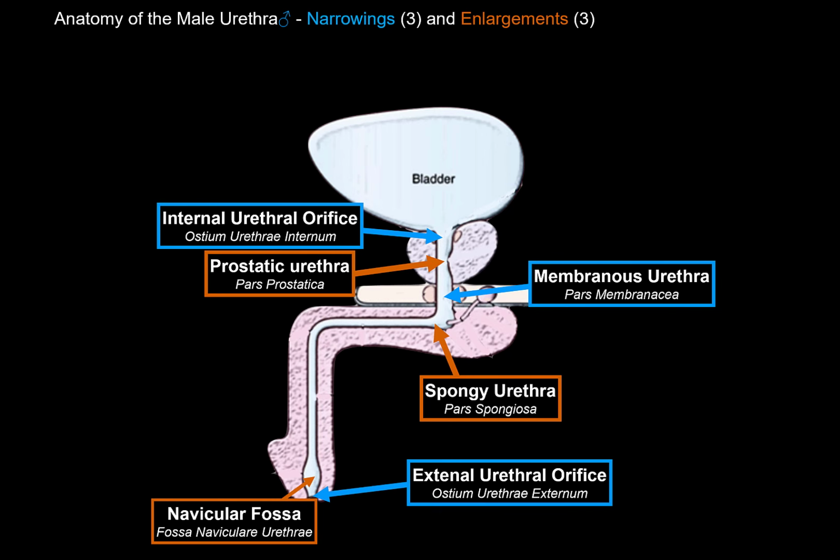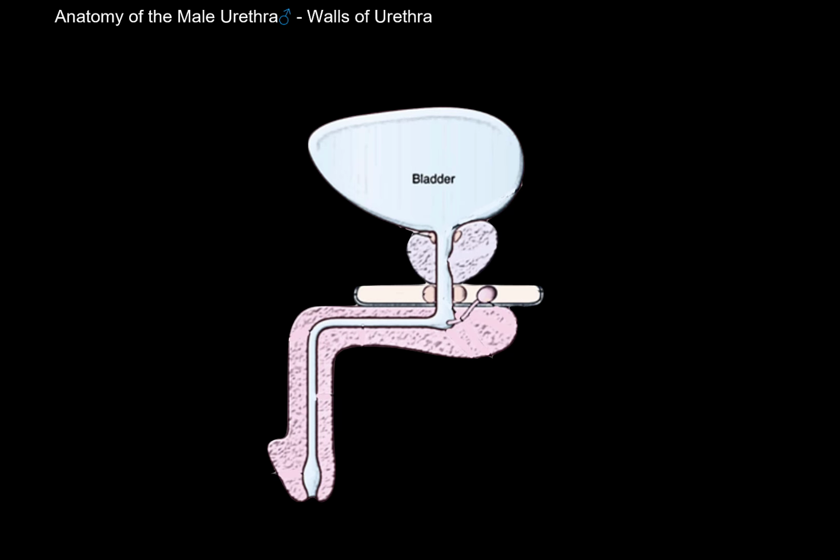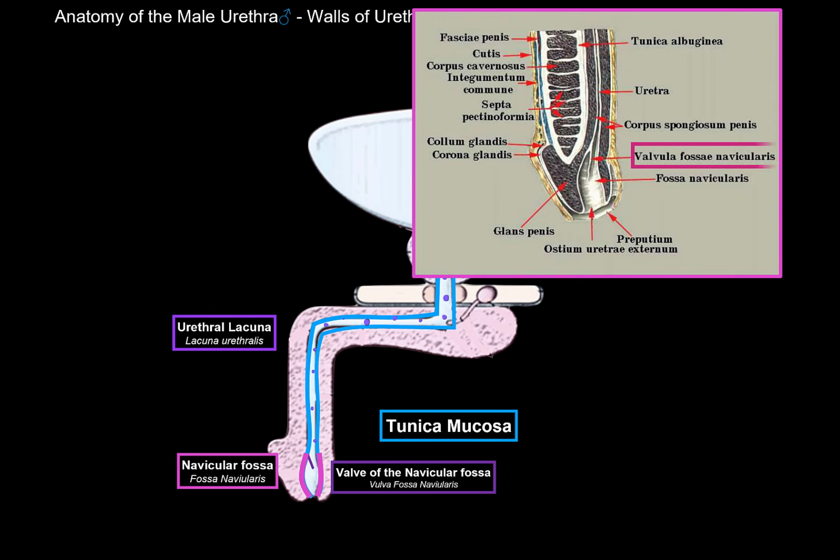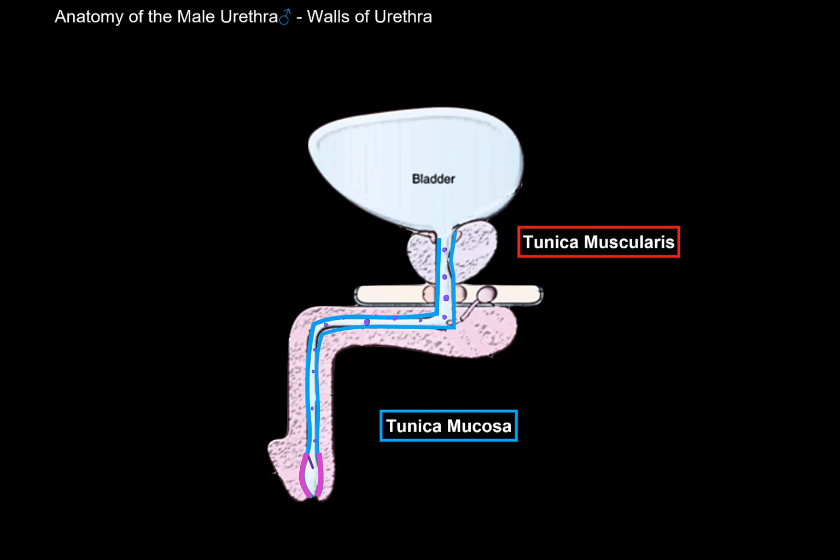Now lastly, let's look at the walls of the urethra. We have the tunica mucosa on the inside, which contains urethral lacunae, which are very small openings at which the urethral glands open up to lubricate the surface. And then here in the navicular fossa, the mucous fold forms a valve called the valve of the navicular fossa, as you see here. And it's literally a valve that prevents the backflow of urine. So that's the tunica mucosa.